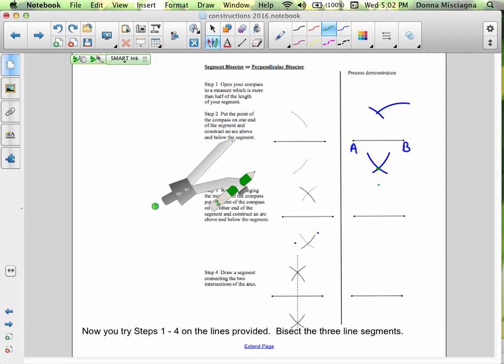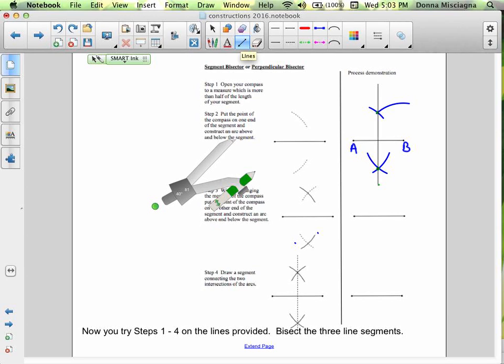All right, so now I'm going to draw a point where those two arcs intersect, and you would take a straight edge, or in my case, a line tool. I made a nice skinny line this time. And connect your two points. And you now have a perpendicular bisector.